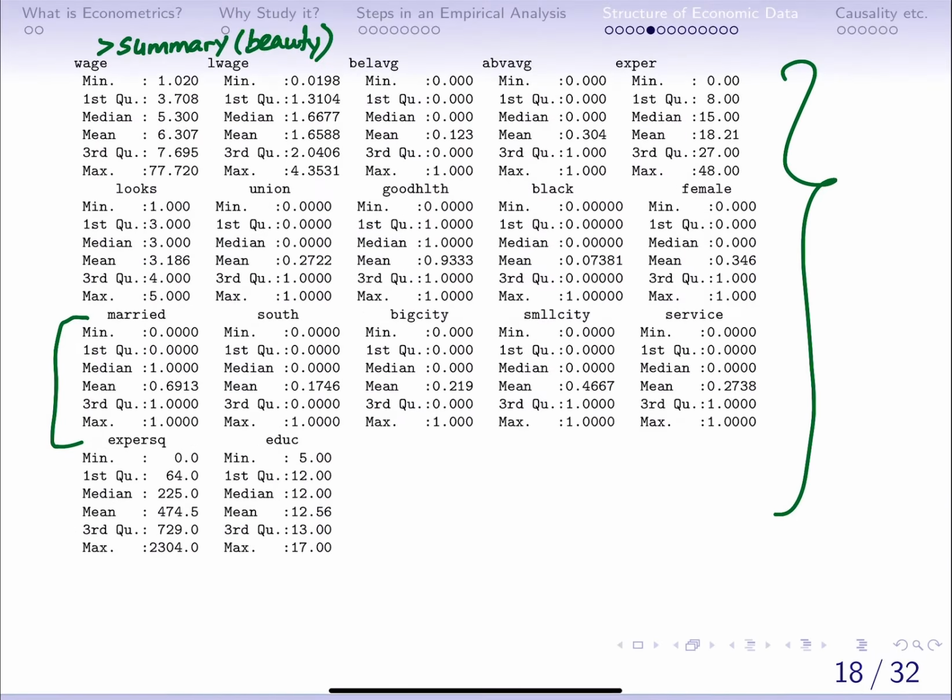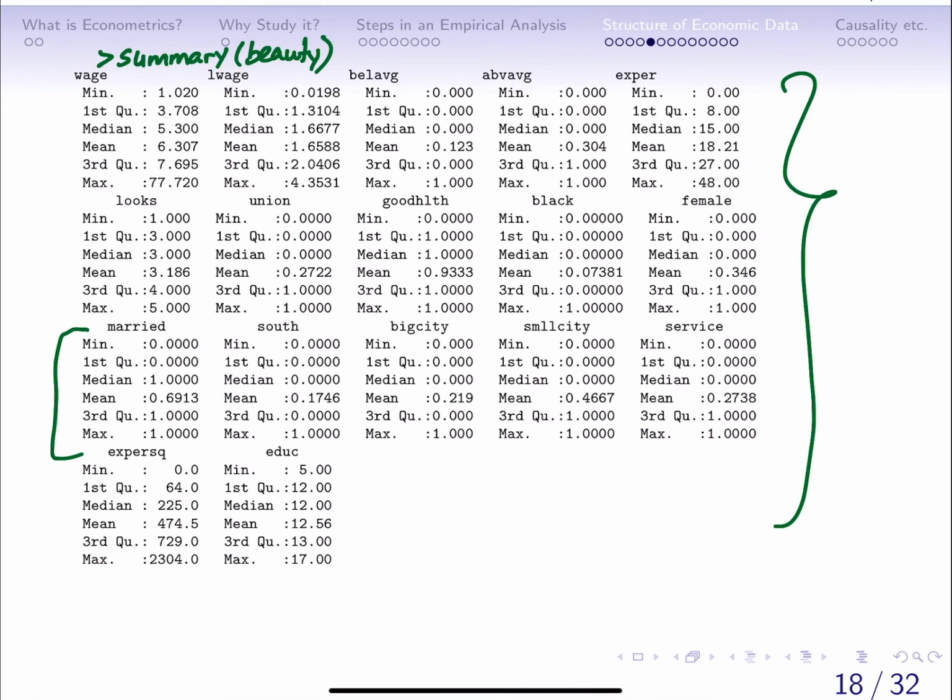And notice for example, for your below average and above average dummy variables or dichotomous variables, the minimum value is 0, the maximum value is 1. And also for, if you were to look at looks, for example, this is going from minimum value of 1 to maximum value of 5. Okay, so that's what was described before. And there are a bunch of other dichotomous variables.